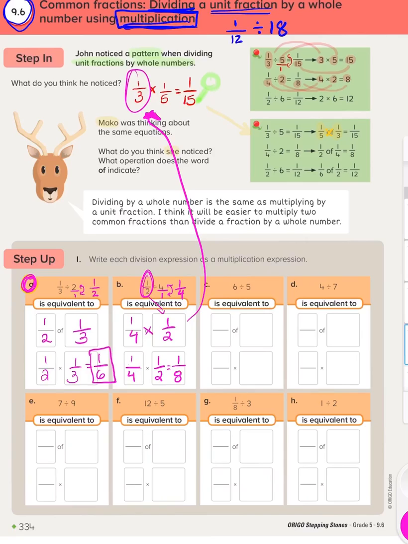Ooh, this one is 2 whole numbers. So this is 6/1 and 5/1, right? So now my first number stays the same. So that's just going to be 6 wholes, right?